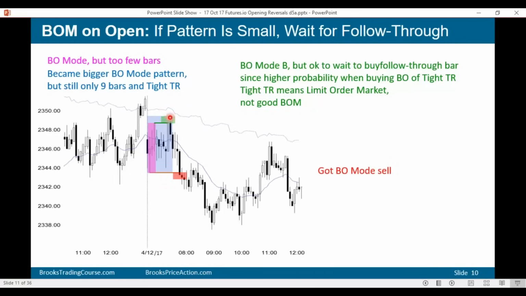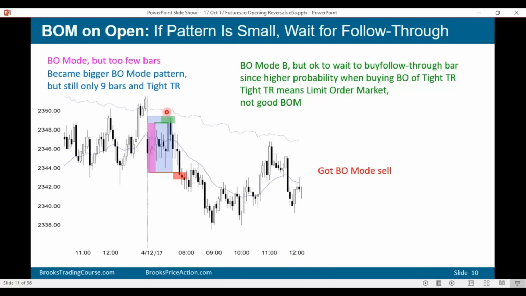And then the bull breakout failed. We got the bear breakout. After the first bar, we reversed up from a new low and now down from a new high. 9 bars instead of 10 bars. However, I think it's a higher probability trade after a bigger pattern than just trading after a 4-bar pattern.